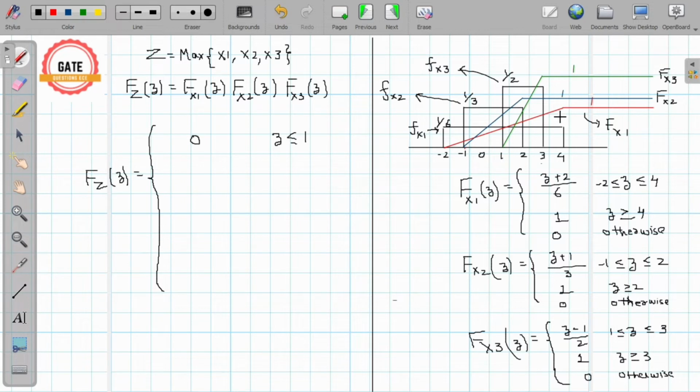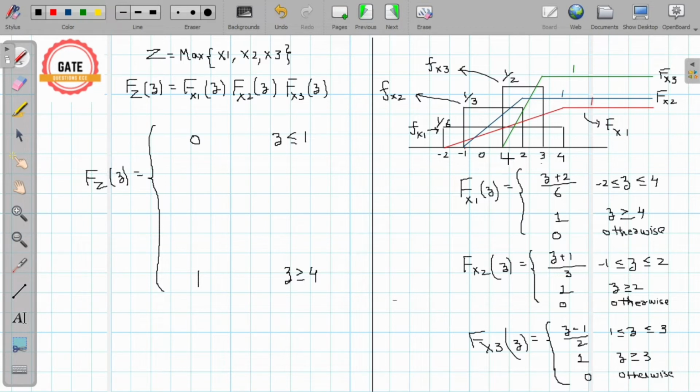And similarly you can observe that for the value of z greater than or equal to 4, all these CDFs are 1. So the product of these three CDFs will be again 1. So it will be 1 for z greater than or equal to 4. So in between these values from 1 to 4, let's see what the CDFs are.